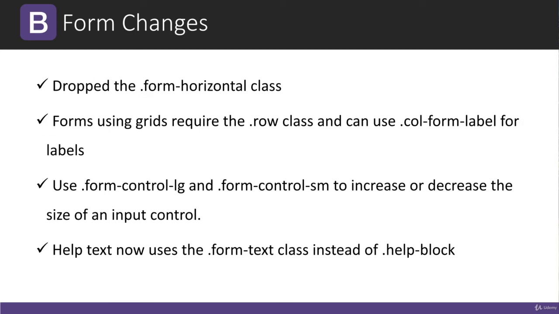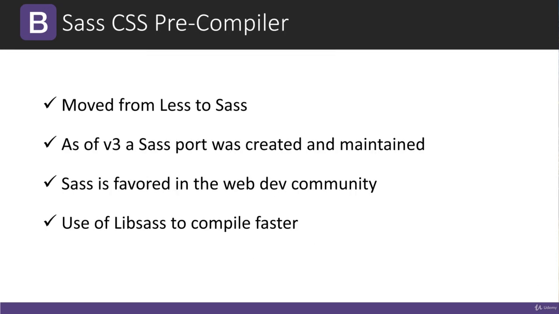All right, so as far as forms go, there's been some changes, not much. They dropped the form-horizontal class. Forms using grids require the row class and can use the col-form-label for labels. What I really like is that you can now make large and small text inputs by using the form-control-lg and form-control-sm classes. And then if you want help text under your input, for example, under your text input, you don't use the help-block class anymore. You use form-text. Okay, and we're going to go over all that.